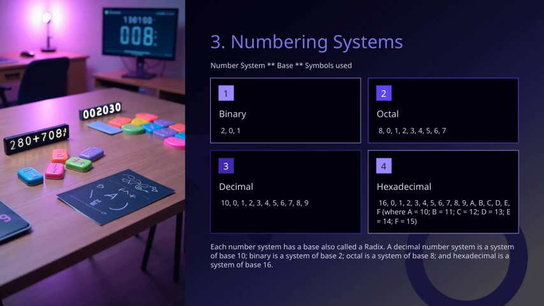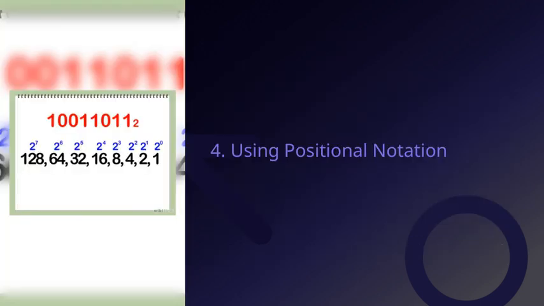Understanding these different numbering systems is fundamental because they form the foundation of how computers process and represent data. Recognizing how each system uses a different set of symbols and bases helps us see the big picture of digital systems and data encoding. Now, let's move on to the concept of using positional notation.